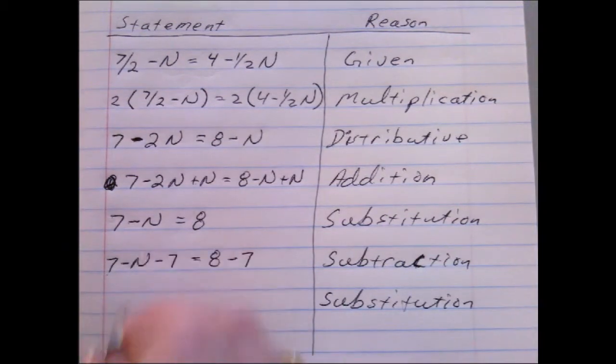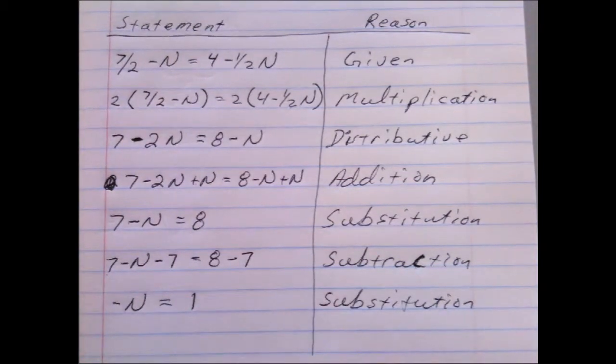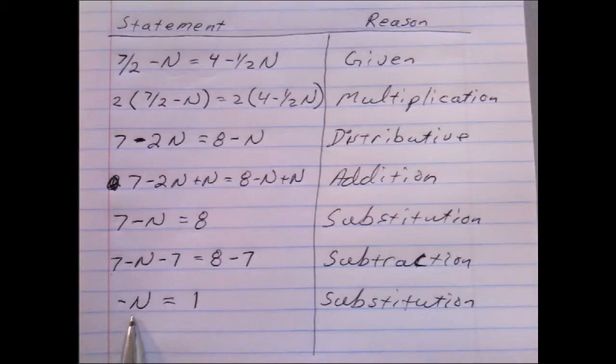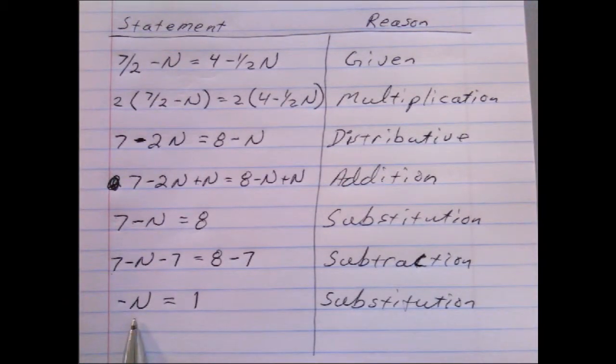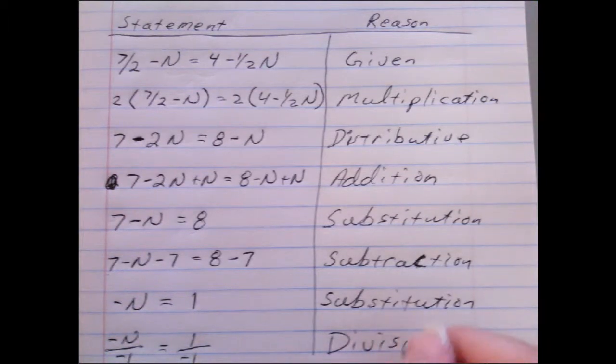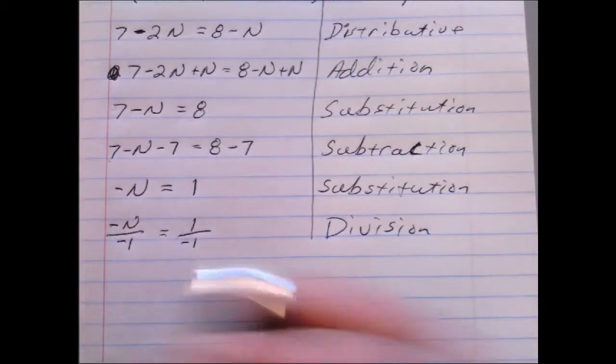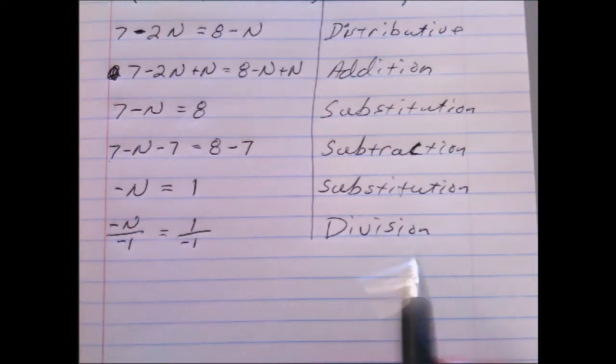So 7 minus 7 would be nothing. We're left with a negative n equals 8 minus 7, which is 1. Now I still need n. I have a negative n. So in order to deal with that negative, I'm going to use my division property again. I'm going to divide by a negative 1. So this is a negative n divided by a negative 1 equals 1 divided by a negative 1. So that's division. You could also have multiplied by a negative 1, and that would have been the multiplication property. I chose to divide, so that's why I put the division property.